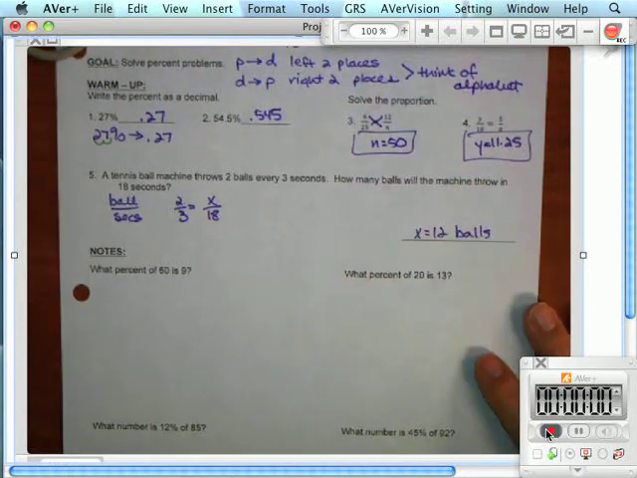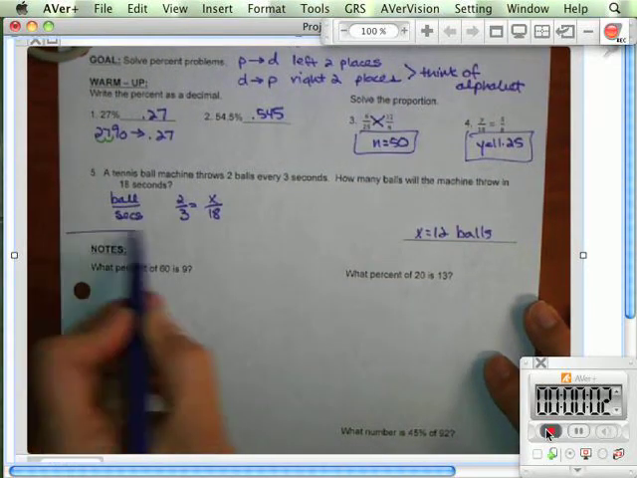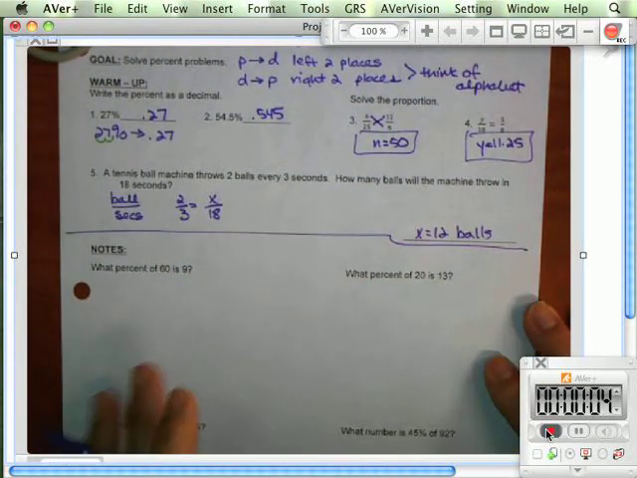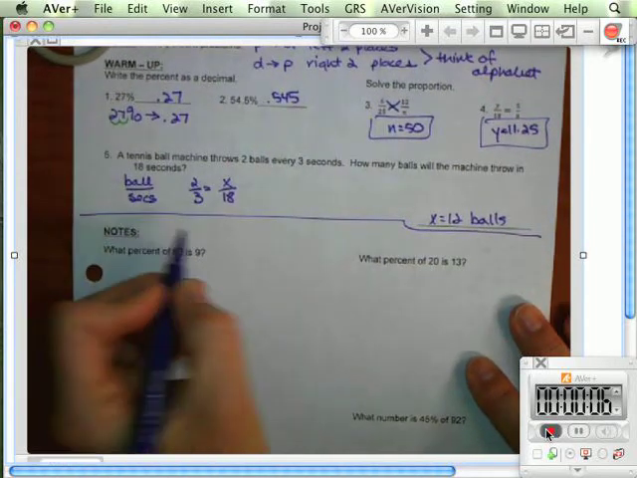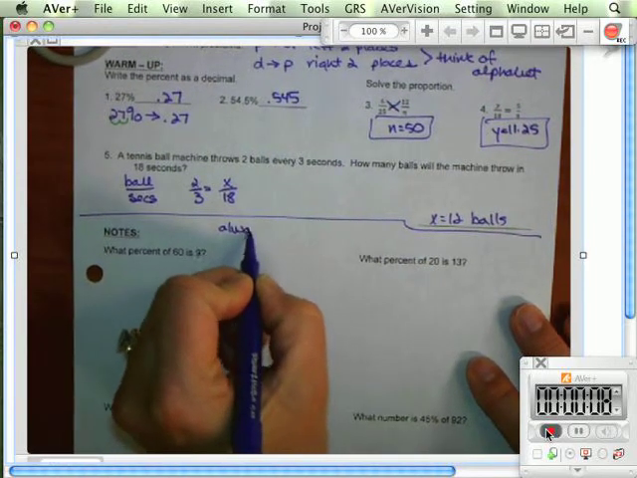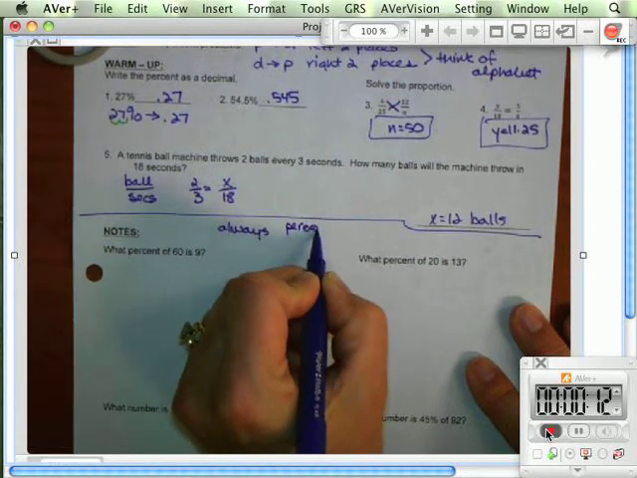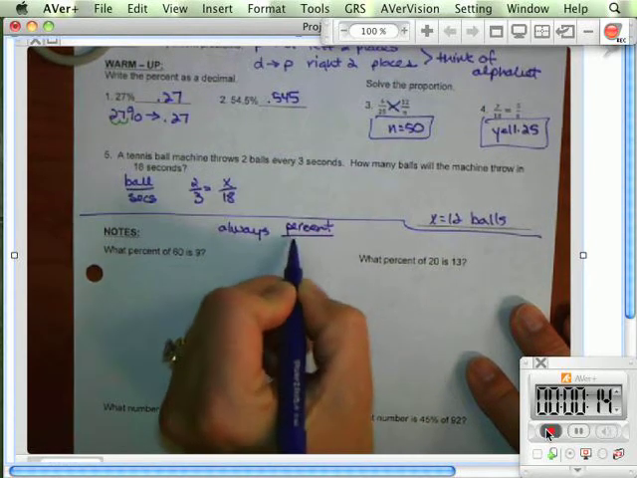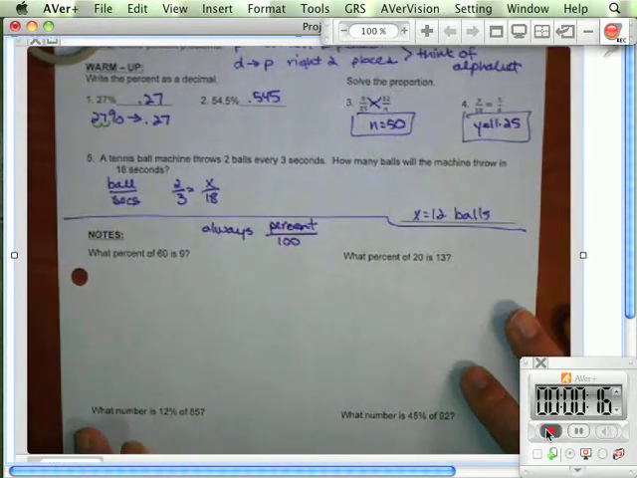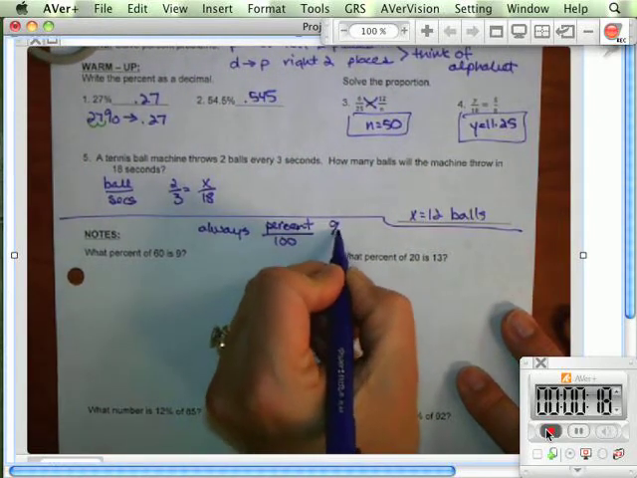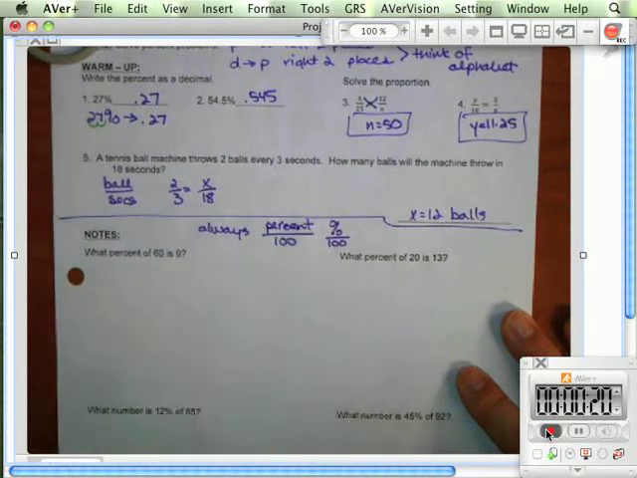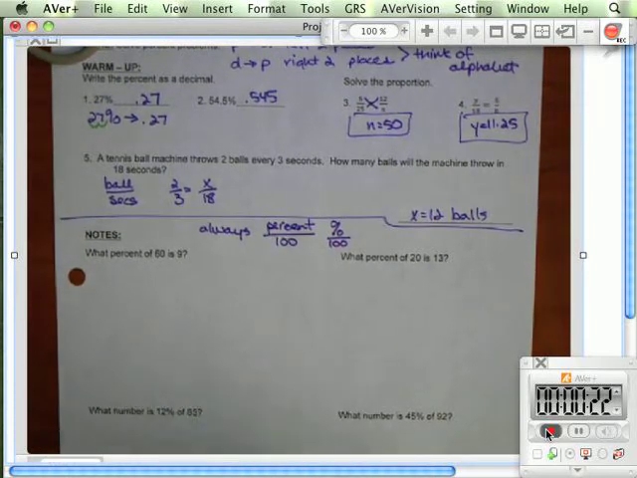A couple of things I want you to remember. I'm going to draw a line here because that's the warm-up. For these problems, you always write the percent over 100. Basically, you're always going to have the percentage over 100 because percent means per 100. Did you know that? There's 100 cents in a dollar. Percent.